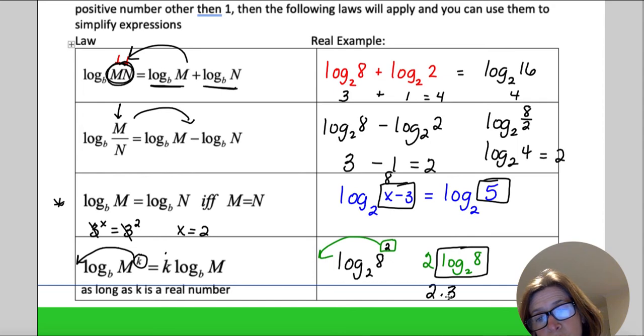So 2 times 3 gives me 6. All right, now, again, these are laws, these are properties that we're allowed to use. Sometimes they're going to make things easier, but to do it, we want to practice using them so you can see how it can get tricky, and we can add different pieces to it.